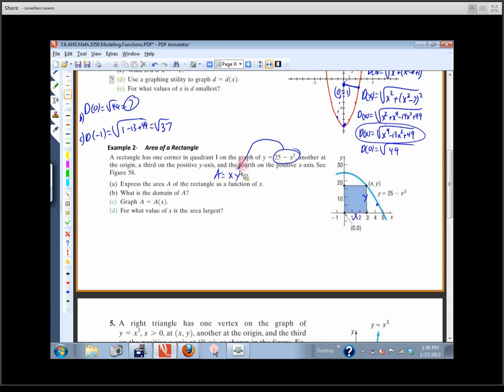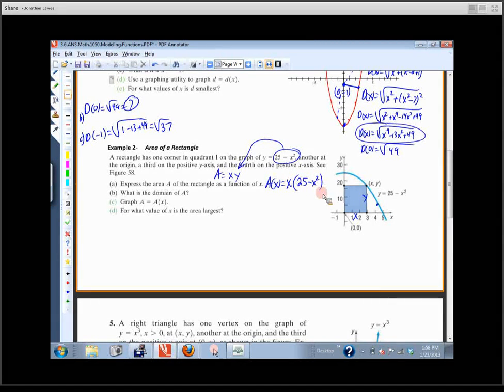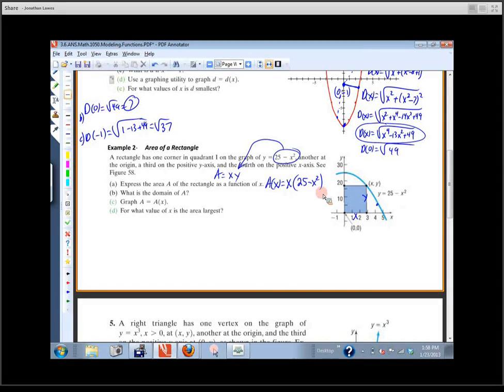I'm going to take that and I'm going to put it right there. So here we go. A of x equals x times 25 minus x squared. Now, is that a function of x? You bet. We could distribute through if you wanted to. Really wouldn't matter. Okay. What is the domain of A?